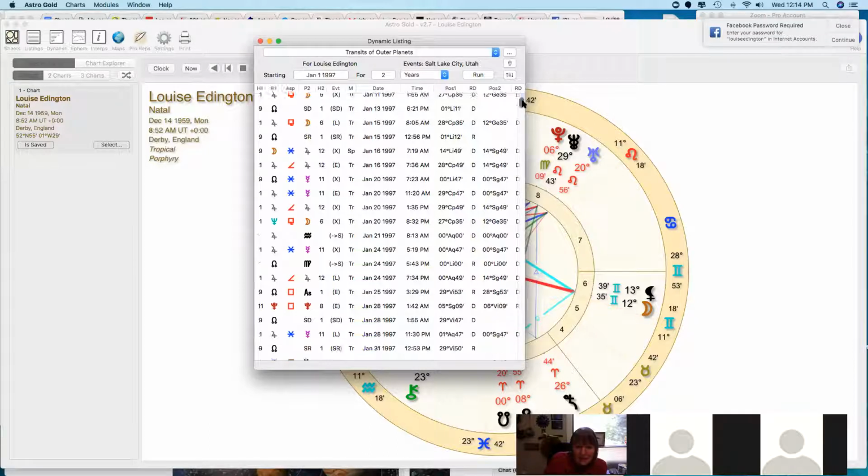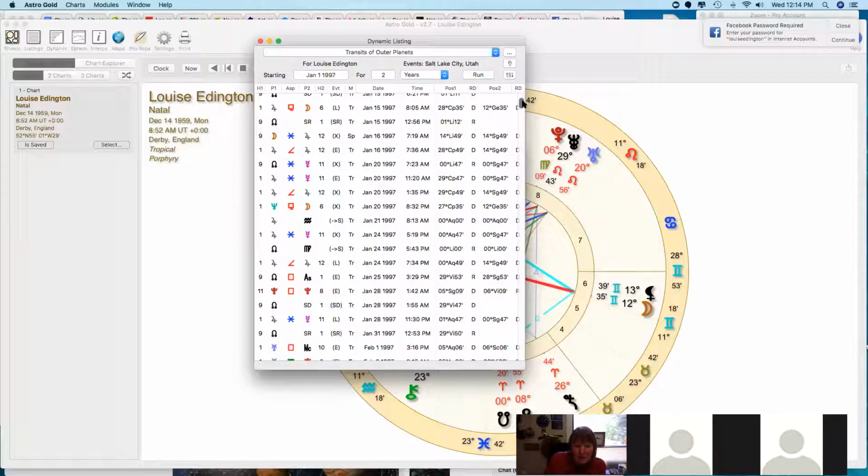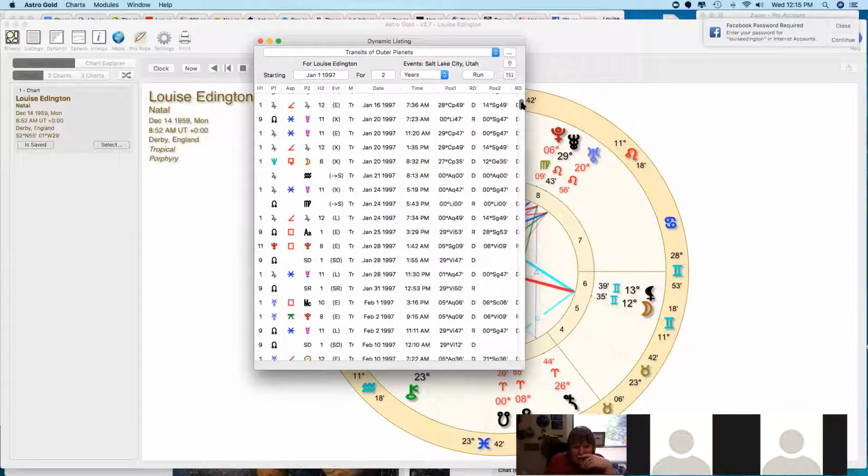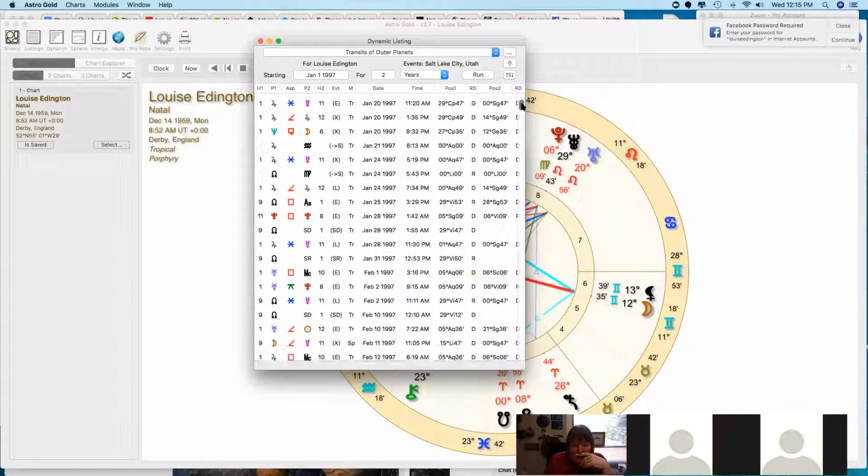Okay, so you can see it started in January. You would print this off, if you've got the software that does a dynamic listing, and SolarFire does. You'll print this off and go through and highlight the transits you're looking for. And I do want you to do this. I'm going to show you how to do it on the ephemeris too.